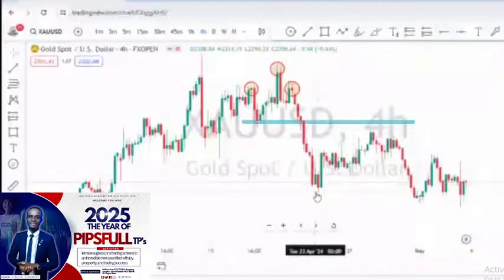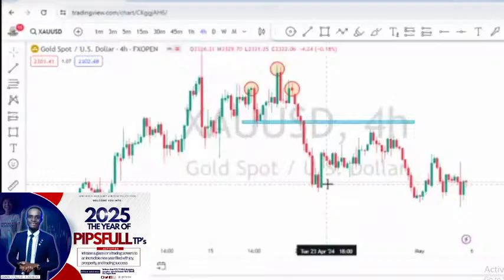See, every time frame, every candlestick has a reversal pattern.